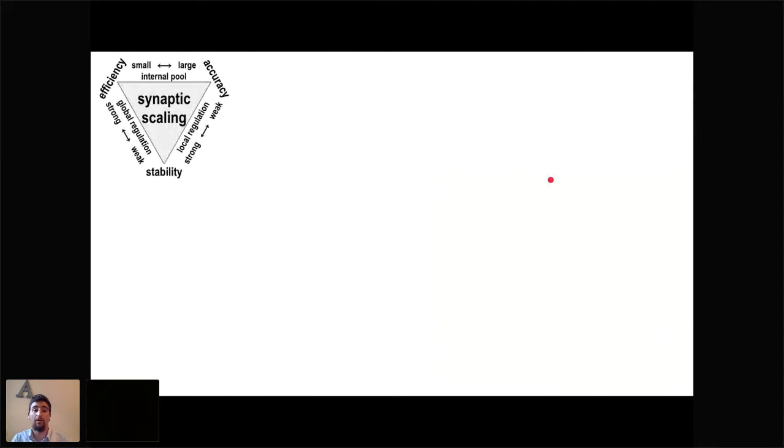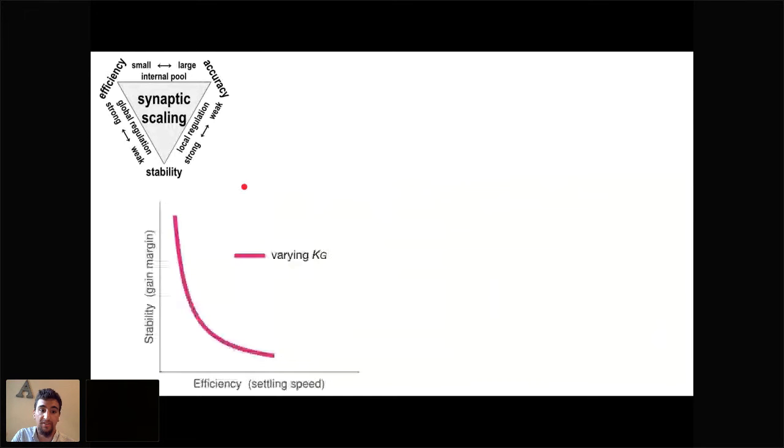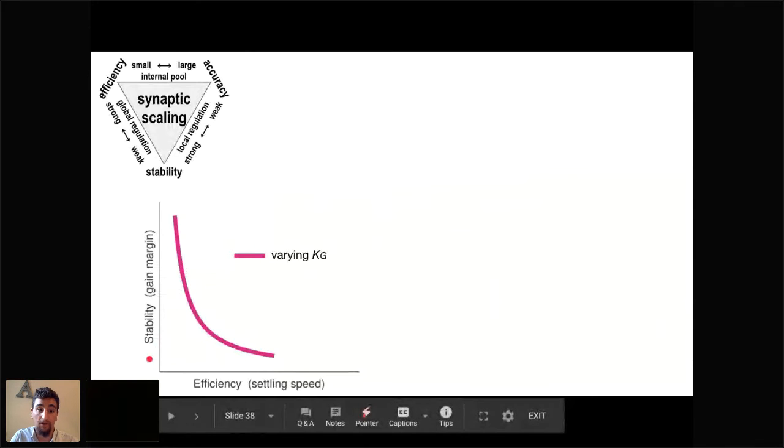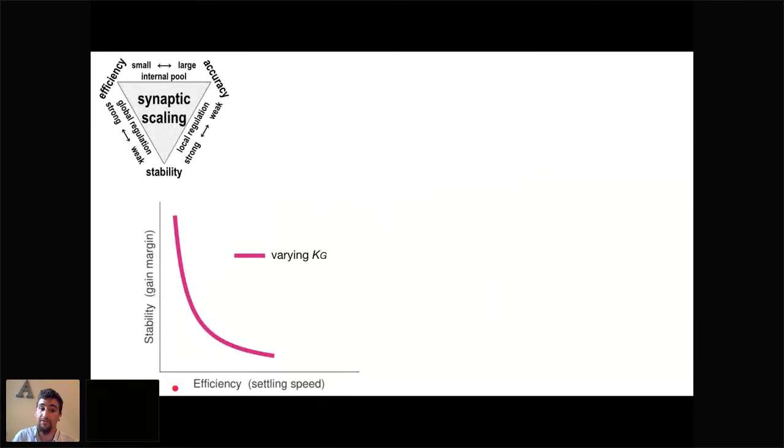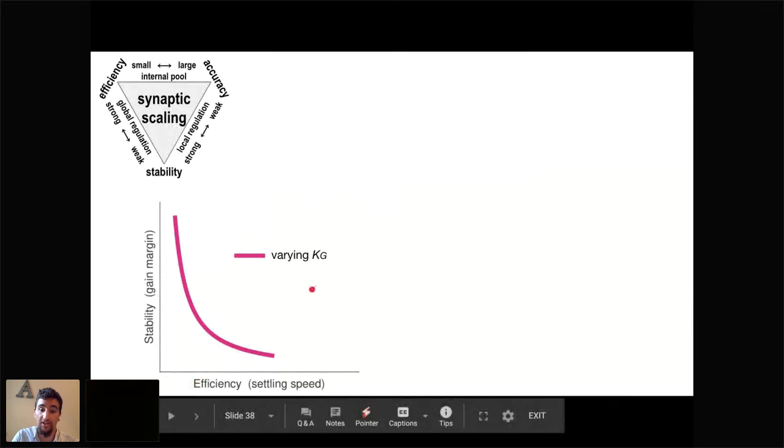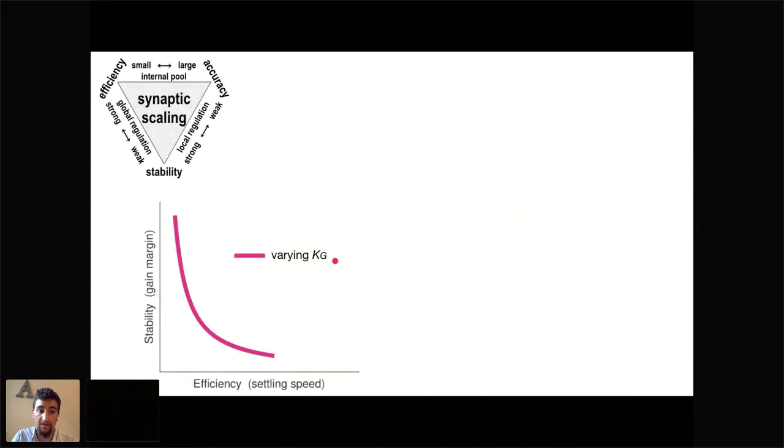By now, we've talked about all these trade-offs of the triangle, and we now have a rigorous method of quantifying each of these three attributes. Let's try to put them together in a couple succinct figures. We're plotting two axes here, stability, which is our gain margin, as we saw earlier, and efficiency, which is the rate at which the system settles to steady state, like a time constant. This red line is drawn by repeated simulations with various kgs, or global gains, and this is the trade-off we expect. The low kgs have a high stability but low efficiency, and the high kgs are efficient but less stable.